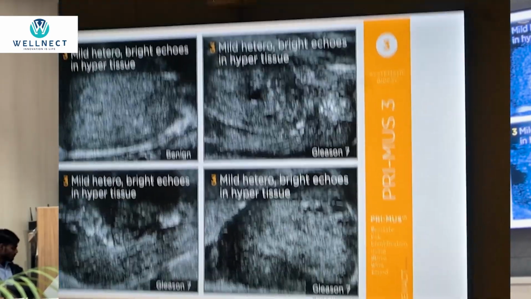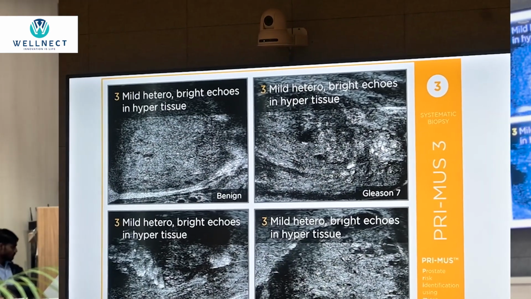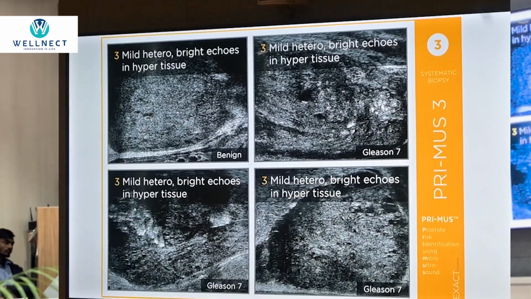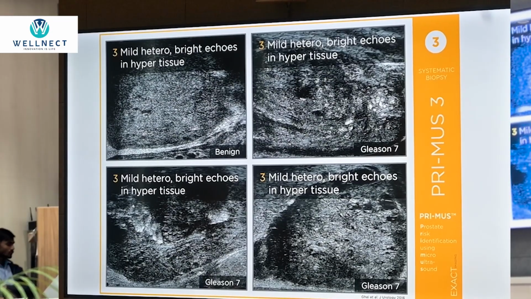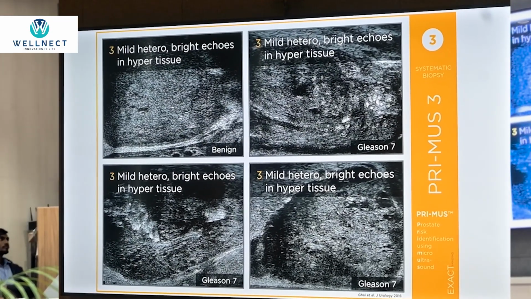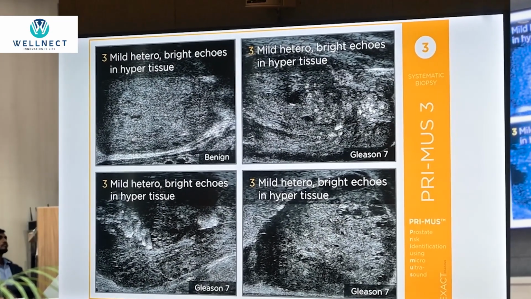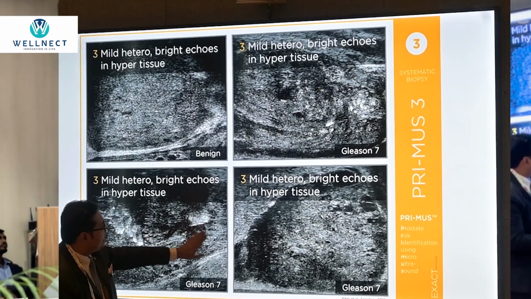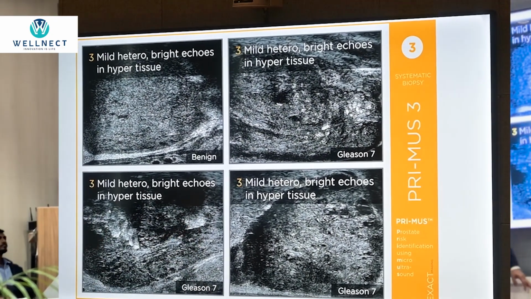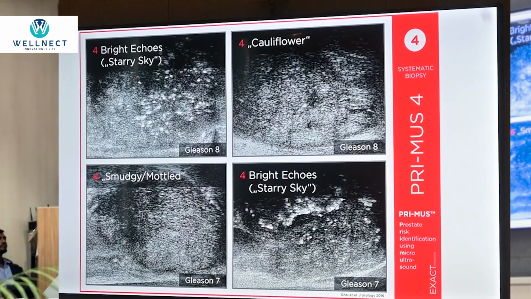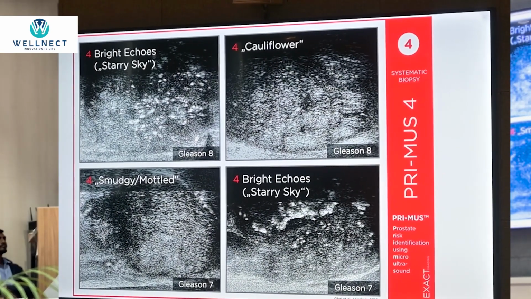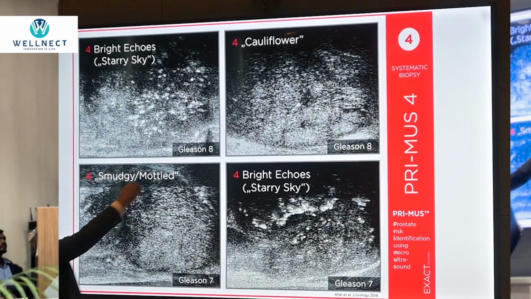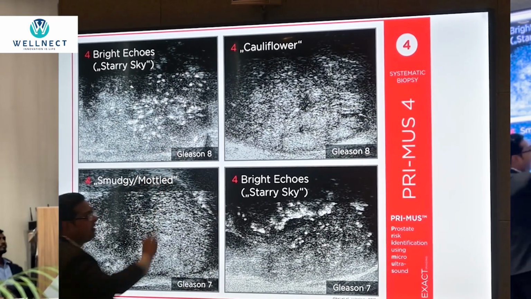So if you were doing a grayscale ultrasound, the analogy is sometimes you see small calcification between the peripheral zone and the benign adenoma. So that kind of calcification you will see in parts. So this is a good example of a region where you can see a PRIMUS 3 area. So this is the region where I'm not sure it can be cancer or it cannot be cancer. Look at this. Here the same thing is spread over a large area.